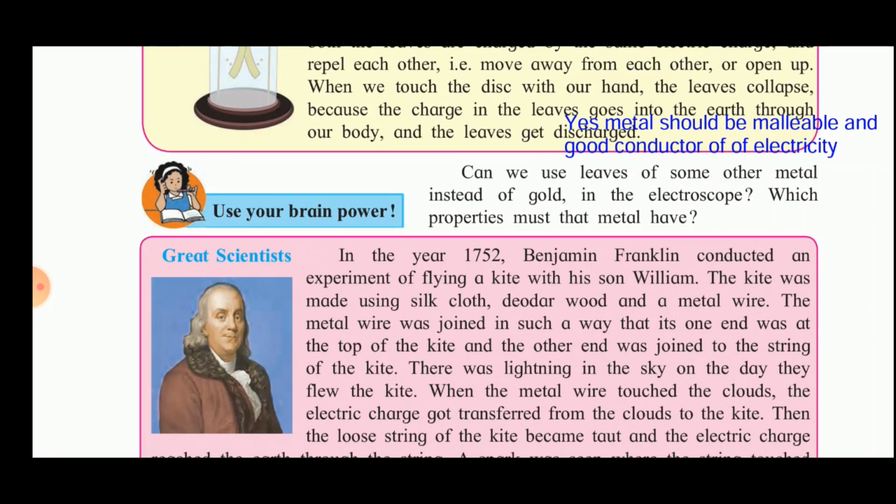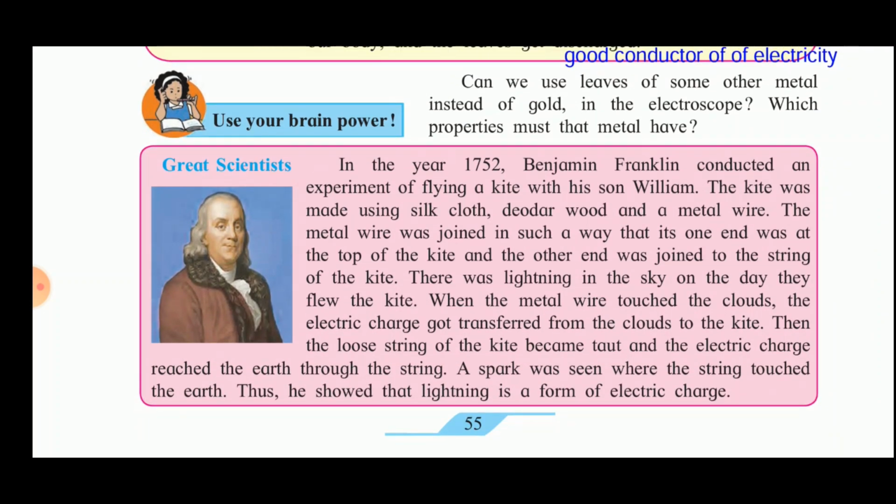Now the next question is about the great scientist Benjamin Franklin. In the year 1752, Benjamin Franklin conducted an experiment of flying a kite with his son William. The kite was made using silk cloth, deodar wood, and a metal wire. The metal wire was joined in such a way that one end was on the top of the kite and the other end was joined to the string of the kite.